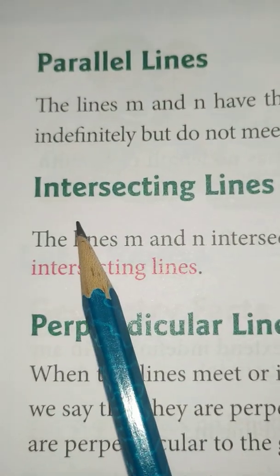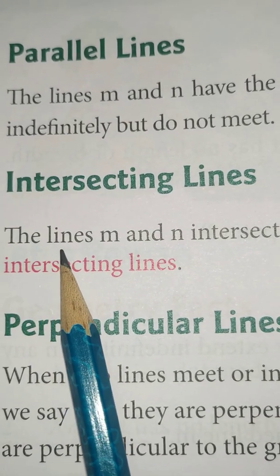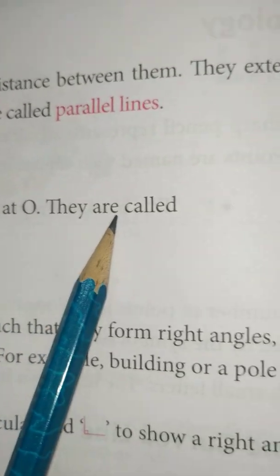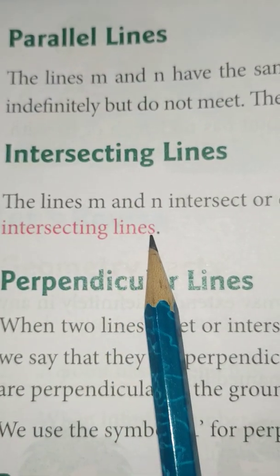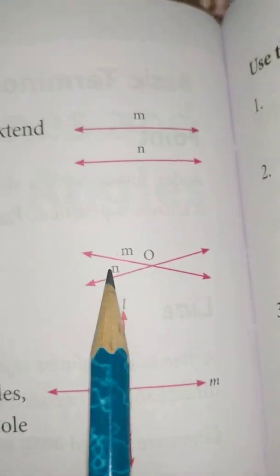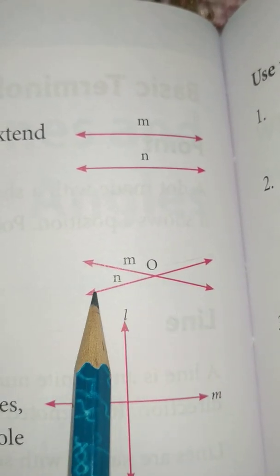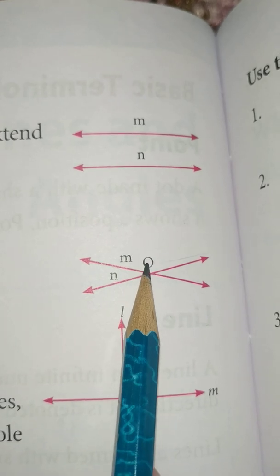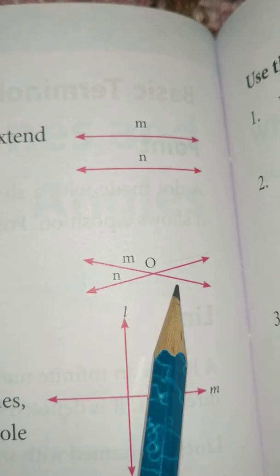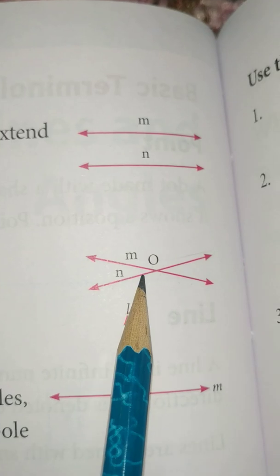The next is intersecting lines. So what are intersecting lines? The lines m and n intersect or cross at O. They are called intersecting lines. So intersecting lines are lines which cross each other, like these two lines m and n. They are meeting each other at the point O. ये एक दूसरे को कट कर रही है किस पॉइंट पर? O. So वो लाइन्स जो एक दूसरे को कट करती हैं किसी भी एक पॉइंट में, those lines are known as intersecting lines.